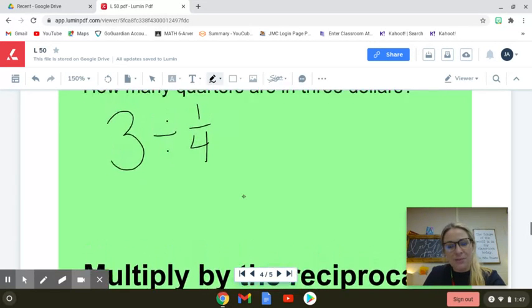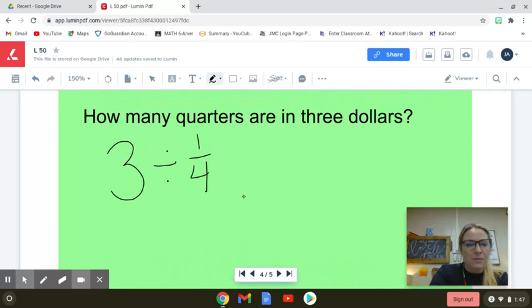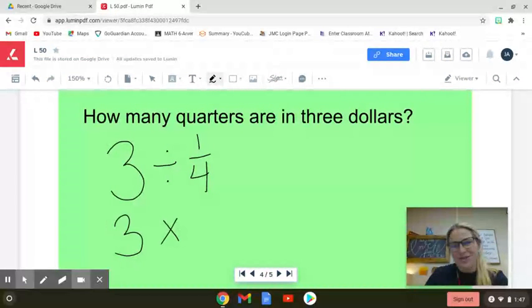Multiply by the reciprocal. Well, we're going to keep, change. Change means we change our division sign to a multiply sign, and then flip. So the flip, or the reciprocal of the fraction 1/4, if we flip that upside down, we have 4 over 1, which is the exact same thing as 4. 3 times 4 is 12.